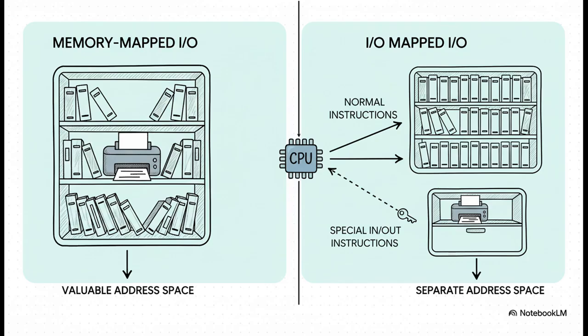The first is called memory mapped I/O, which basically just pretends that everything is a memory location. This is simple, but it means your printer is taking up valuable memory real estate that your programs could be using. The other way, which the 8086 used, is I/O mapped I/O. This creates a whole separate address book just for your input and output devices. It keeps your main memory clean, but it does mean the CPU needs special instructions to talk to it.